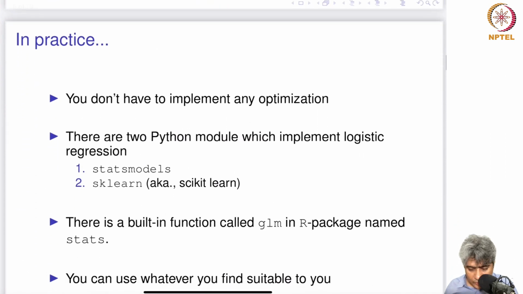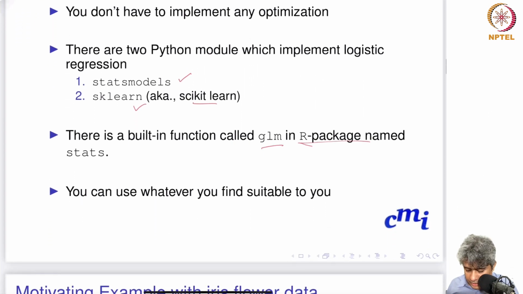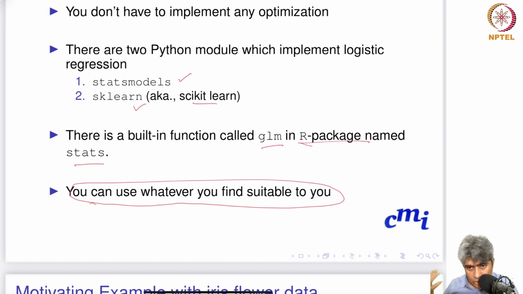So you don't have to implement any optimization, as you saw last time. The Python module that implements logistic regression has two packages. One is statsmodels, another is sklearn, also known as the scikit-learn package. There is also a built-in function called GLM in R. You can use whatever you find suitable to your comfort zone.